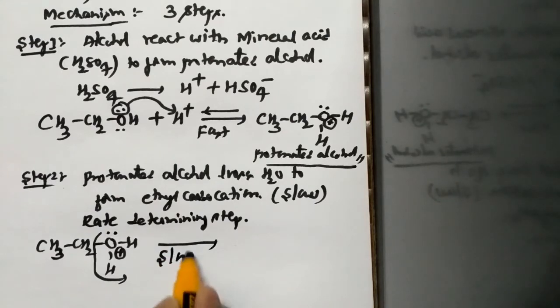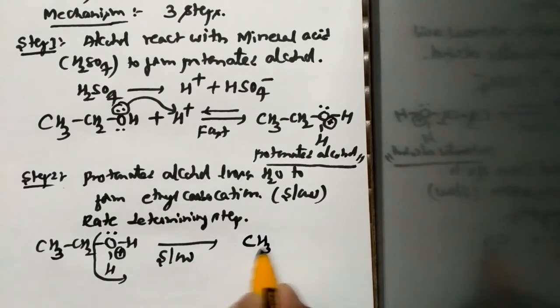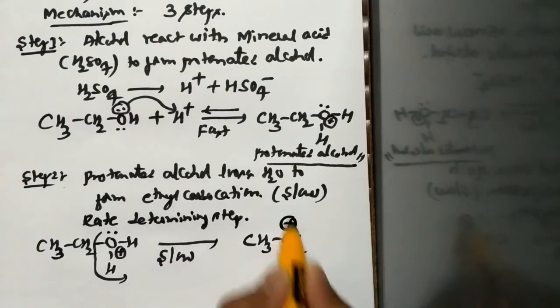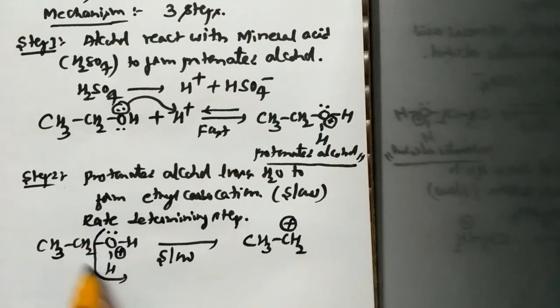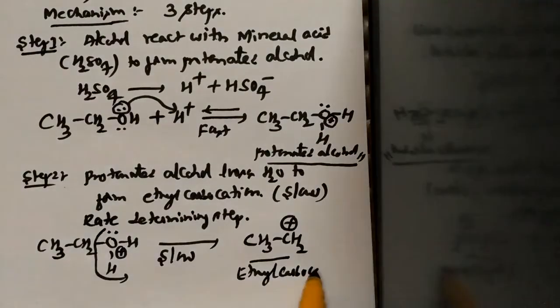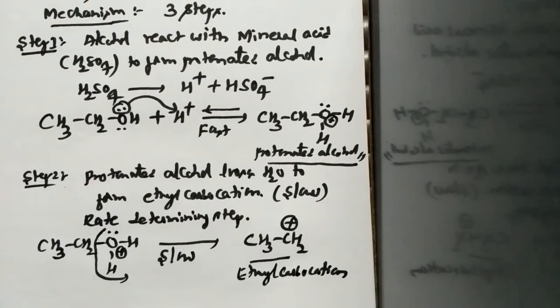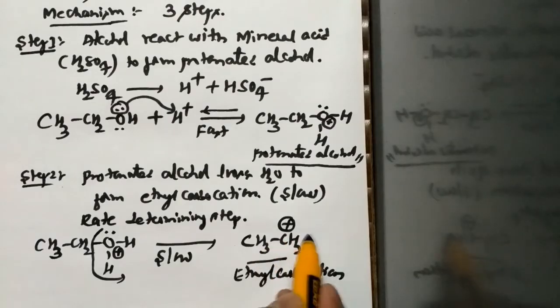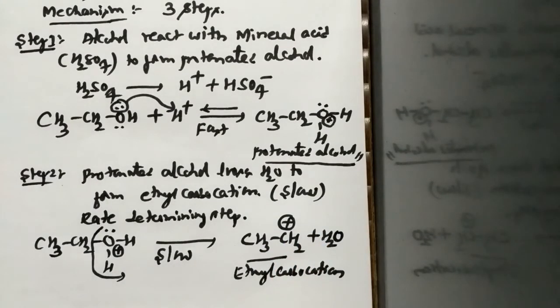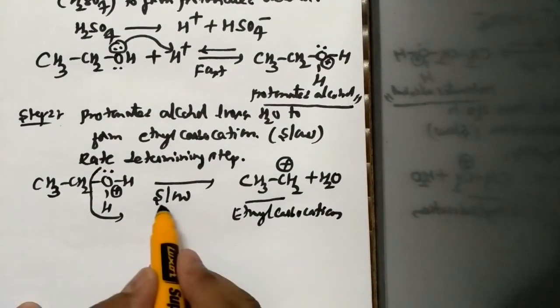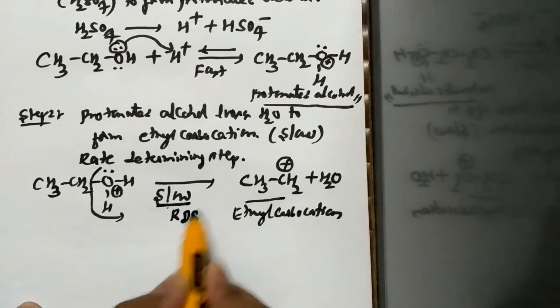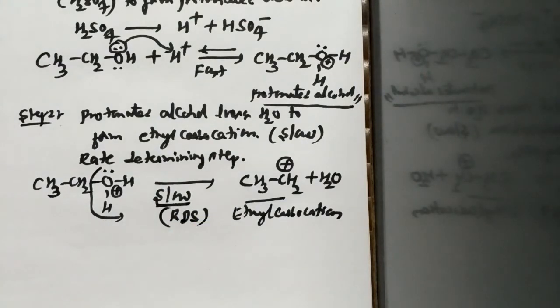This is a slow step, so that we get CH3CH2 with a positive sign, because the entire bond pair of electrons is taken away by oxygen. This is known as ethyl carbocation. Along with this ethyl carbocation, we get a water molecule. This is called the second step, and this step is the very slowest step, which is called the rate determining step.